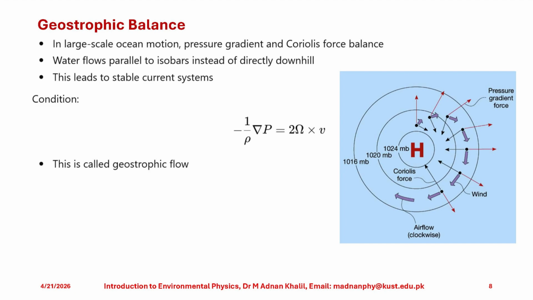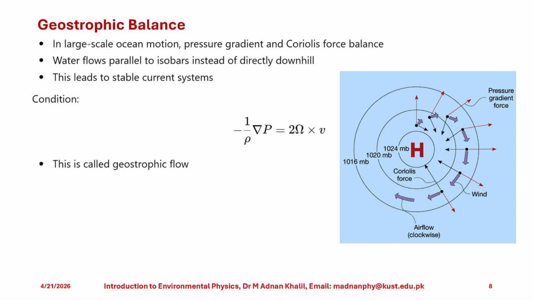Now, an important balance forms between two forces. The pressure gradient force tries to move water directly downhill, while the Coriolis force deflects it sideways. When these two forces balance, the water no longer moves toward low pressure, but instead flows parallel to pressure contours.